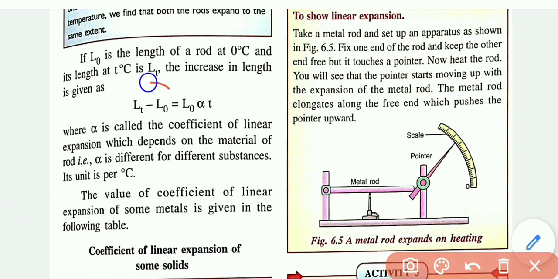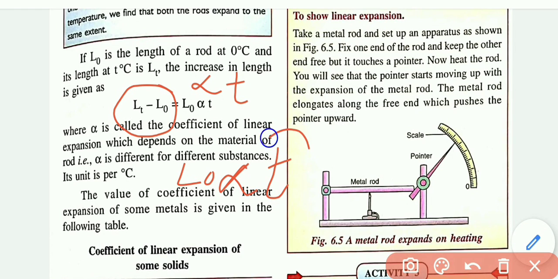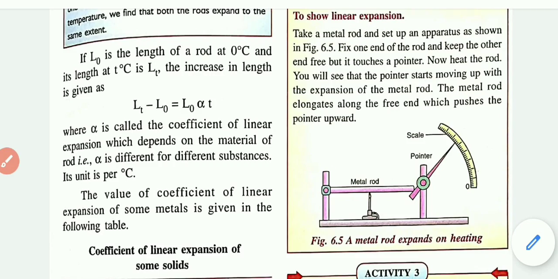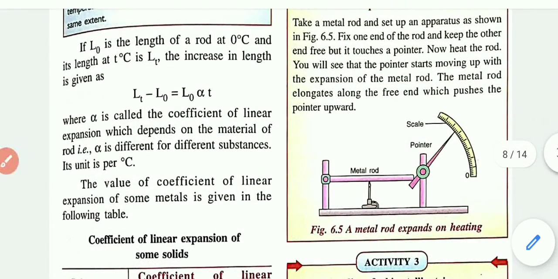Now this increase in length is equal to L0, the original length, and one constant term, alpha, and t. That is, the increase in length is equal to the product of the original length L0, alpha, and the temperature, how much the temperature is. Now you may be facing some difficulties.